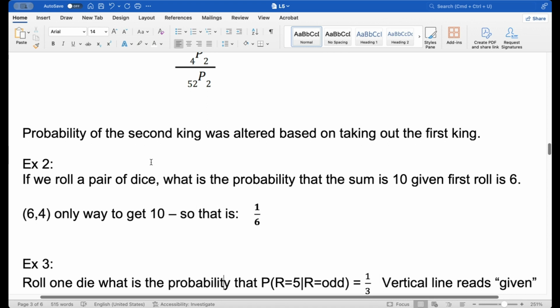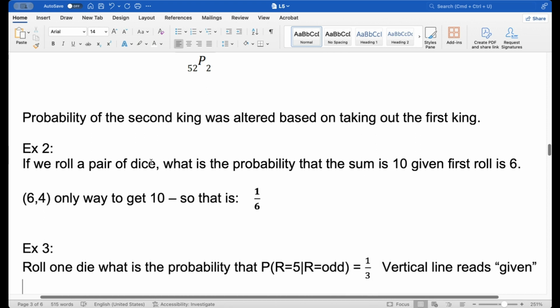If we roll one die, what's the probability that it's a 5 given that we know the roll is odd? So that vertical line reads as given. We're assuming that we know that the roll is odd. So what's happening here is we're basically decreasing our sample space.